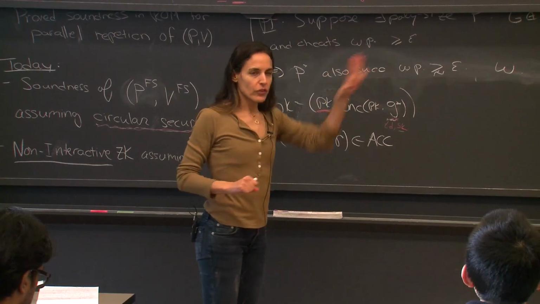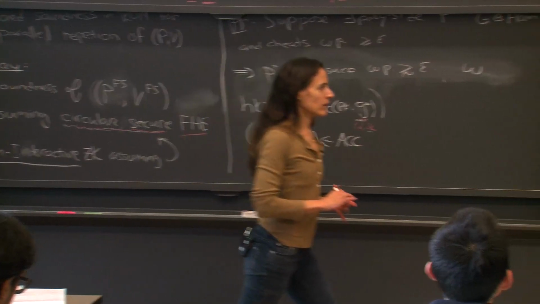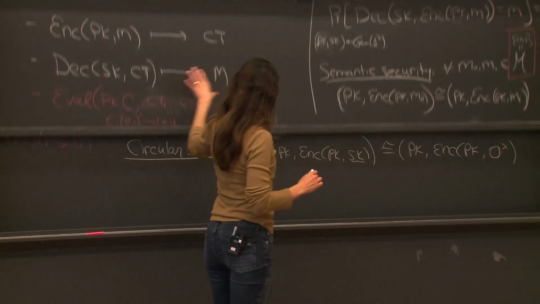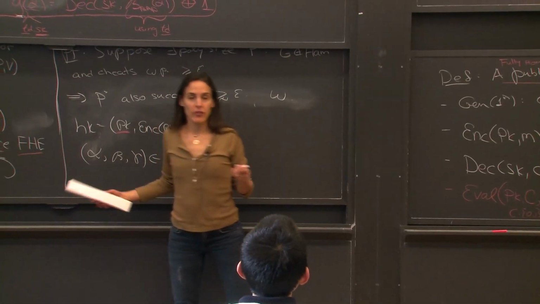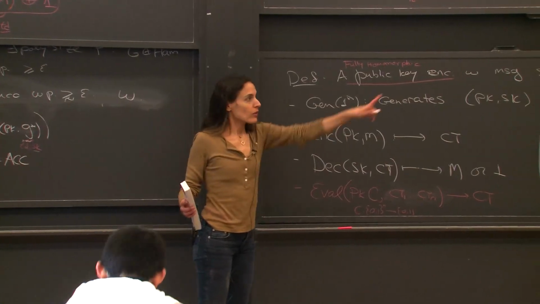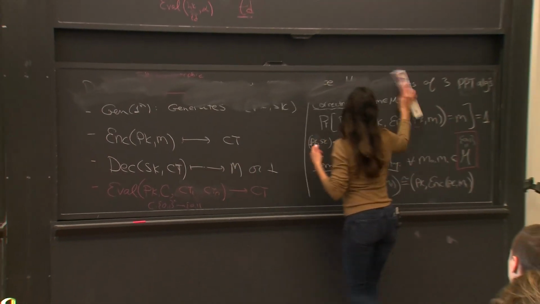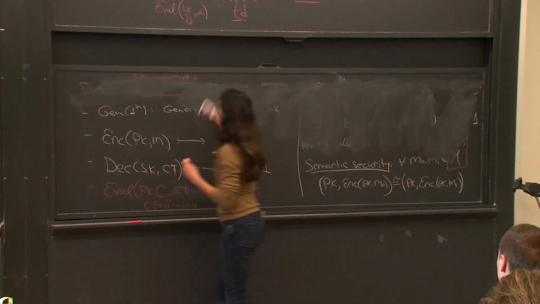Okay, so let's first see why we get NIZK. So now what did we get? Once we apply the Fiat-Shamir, we have a non-interactive protocol. So let's look at this protocol and see what this protocol becomes when we apply the Fiat-Shamir paradigm to it.